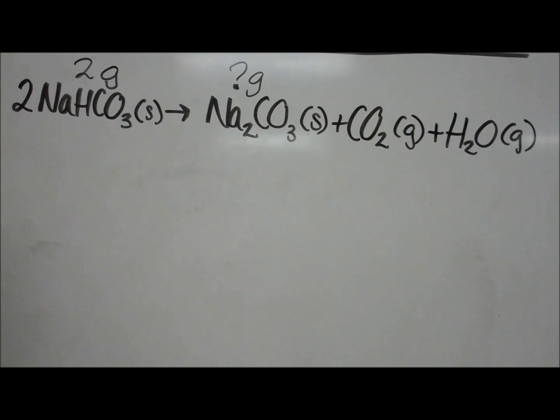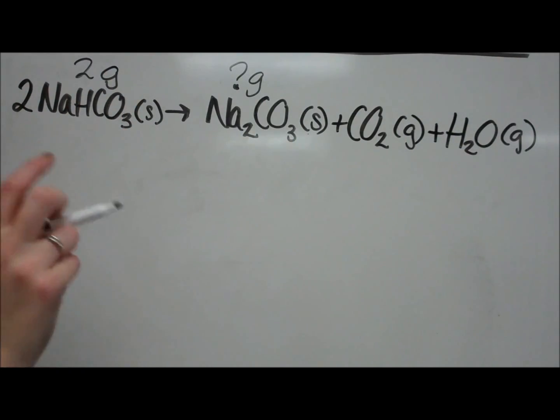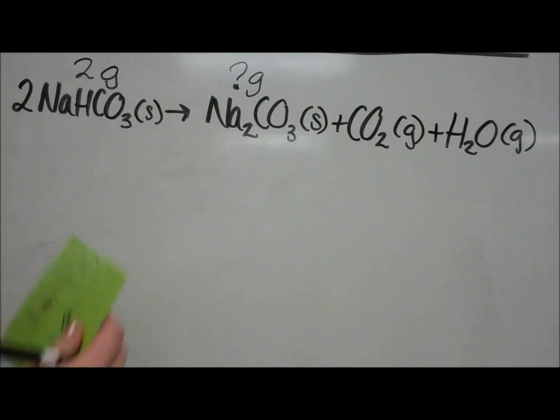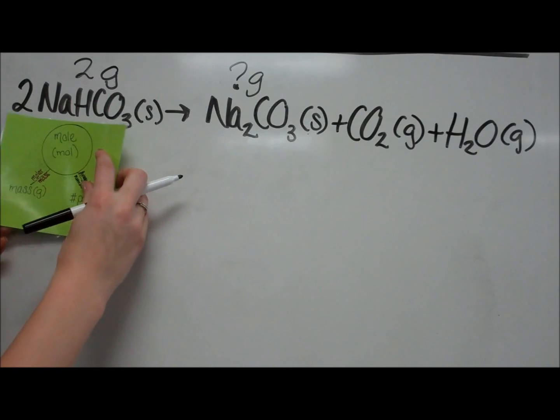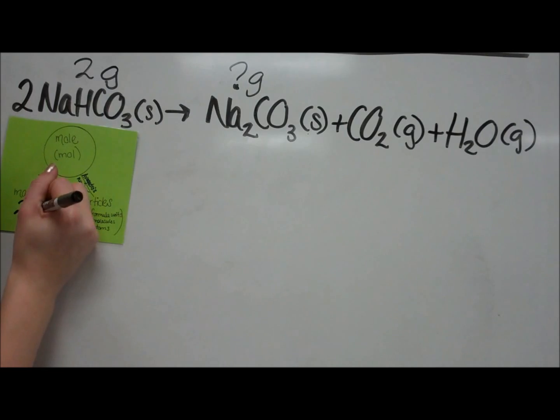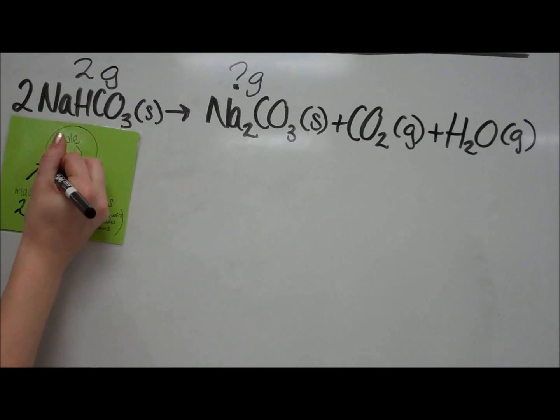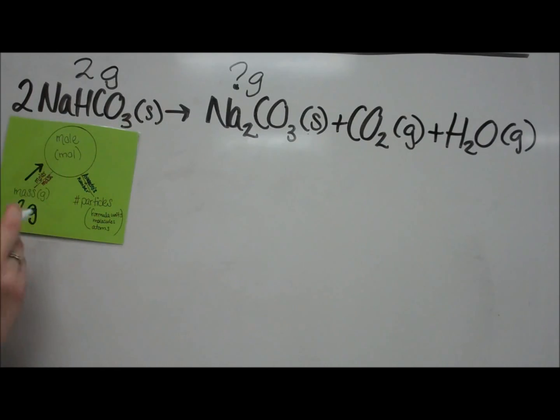So the first thing I know is that I'm started with grams. Grams aren't very good for stoichiometry. We always need to use moles. So we need to get from grams to moles. So if we take out our mole map that you just wrote down, we're down here with grams. We have 2 grams of sodium hydrogen carbonate, and we want to get here to moles. So the way we do that is using the molar mass.